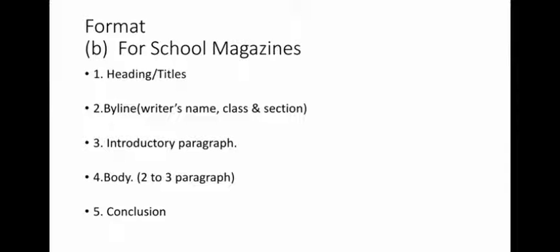So naturally the writer would be a student, so in the byline we have to mention the class and section along with the writer's name, whereas in newspapers we usually don't mention the class and section, we just mention the name, right? Okay, so let us look in detail at the format of writing an article.